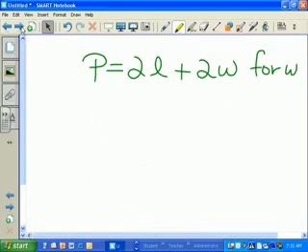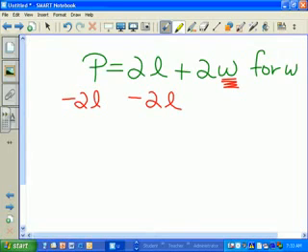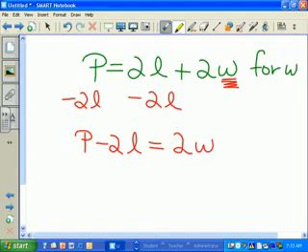Okay, let's do another one. P equals 2L plus 2W. So our ultimate goal is to get this W by itself. How do we go about that? First, we want to get the 2L on the opposite side of the equal sign away from the 2W. So P minus 2L equals 2W.